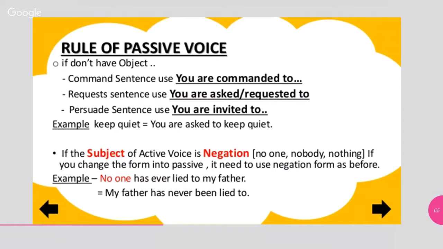If the subject of an active sentence is a negation, no one, nobody, nothing, such a negative subject, if you change the form into passive, it needs to use the negation form as before. That means we have to repeat the negation again. No one has ever lied to my father. My father has never been lied to. So here we put the negation in the verb.